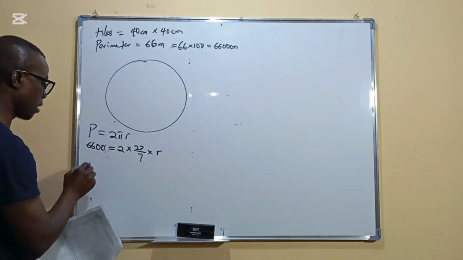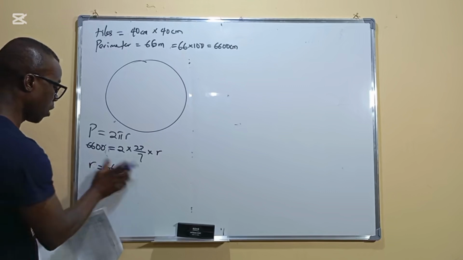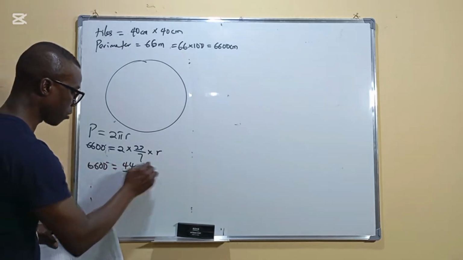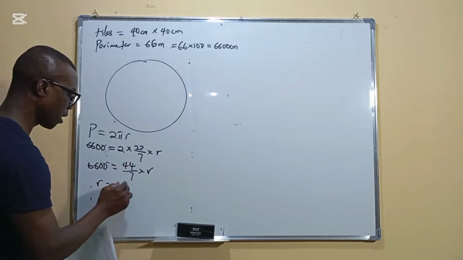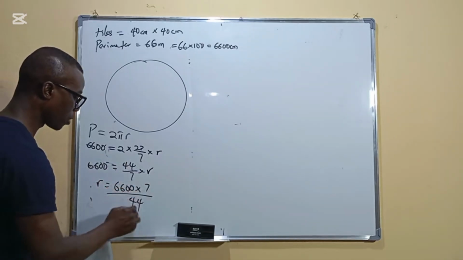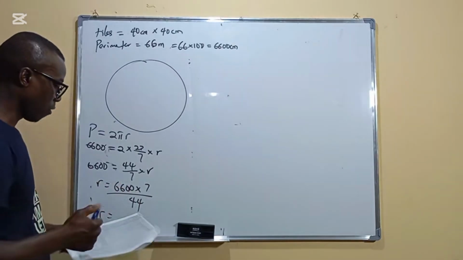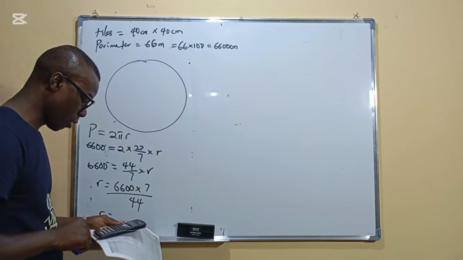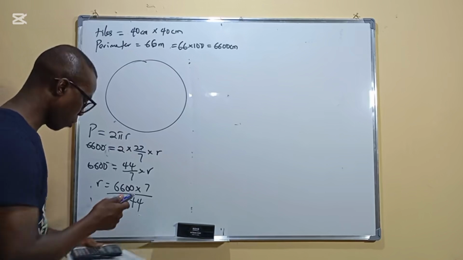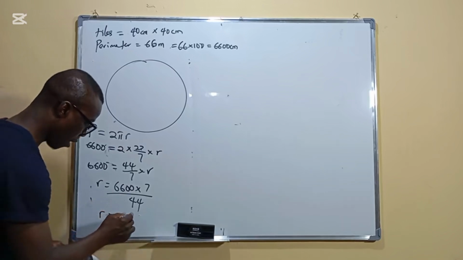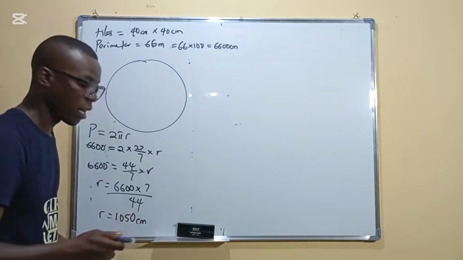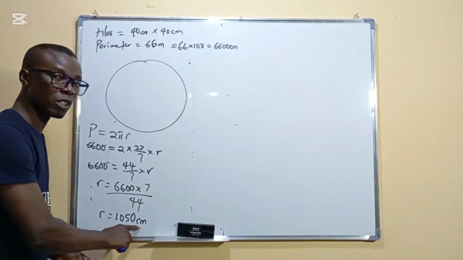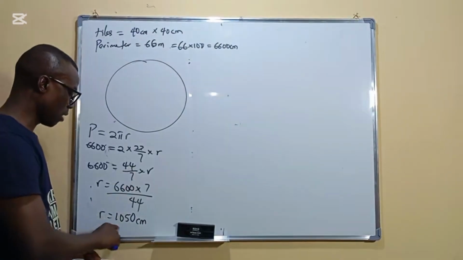So 6600 is equal to 44/7 times r. And so r will be 6600 times 7/44. So what will be the value of r here? I'm going to have 6600 times 7, divided by 44. So I'm going to have 1050 centimeter. It will be very much advisable not to leave the unit out. You must ensure that you put the unit there.